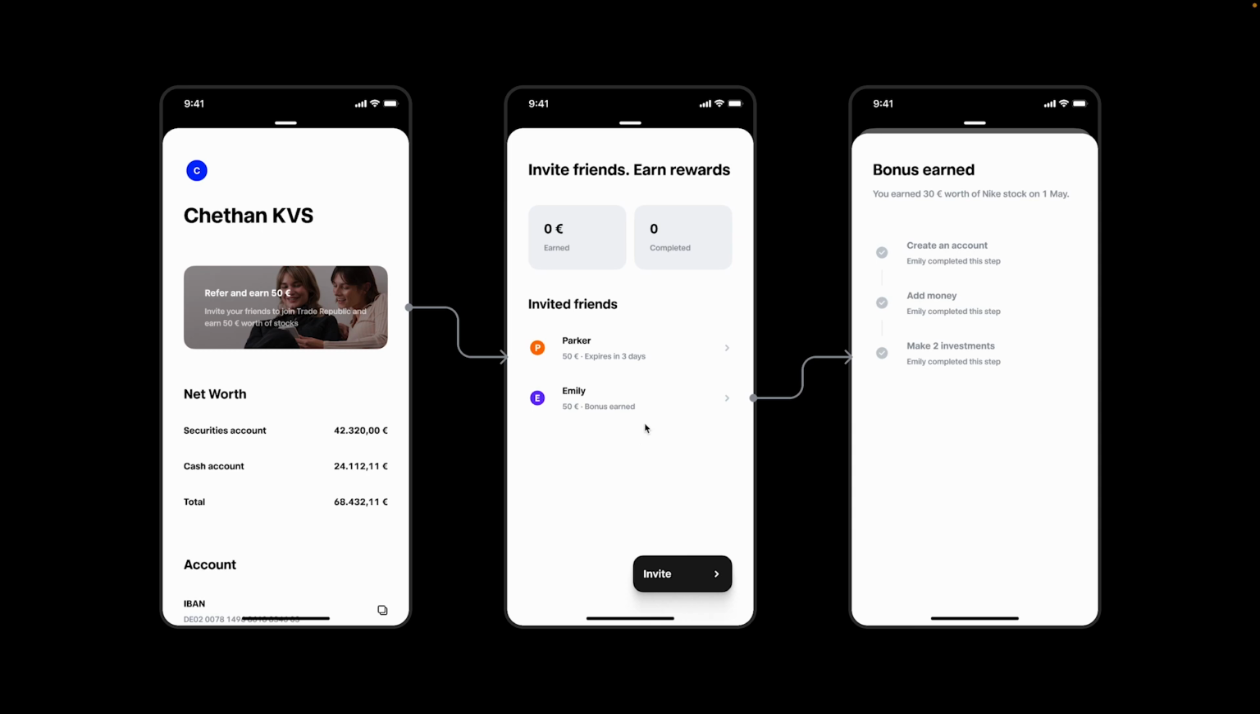Here's an example where the bonus was earned. So Emily completed all the steps and I earned 30 euro worth of Nike stock on so-and-so date. And if Emily did not complete all the steps within the first 21 days, the bonus has expired, where Emily created an account, but she did not add money and she did not make 2 investments, and she did not complete all the required steps before 24th August. So here, the customer knows why they got a reward or did not get a reward, and what the status of the reward is.